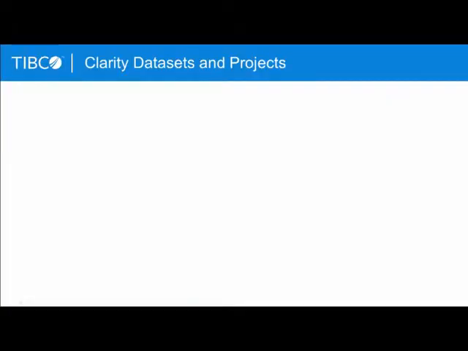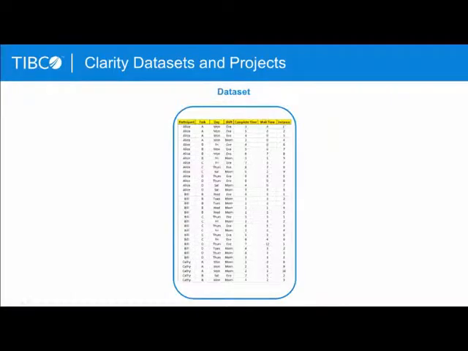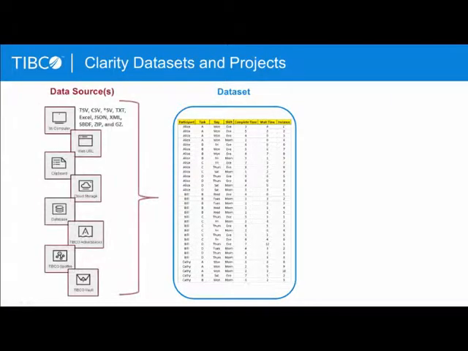In Clarity, a dataset is a collection of row-column data from one or more data sources. Supported Clarity data sources include files of various types, web sources, databases, and various TIBCO sources. Once the data sources for the dataset have been selected and the dataset is created, it serves as the base upon which you can create projects for viewing and manipulating the data.